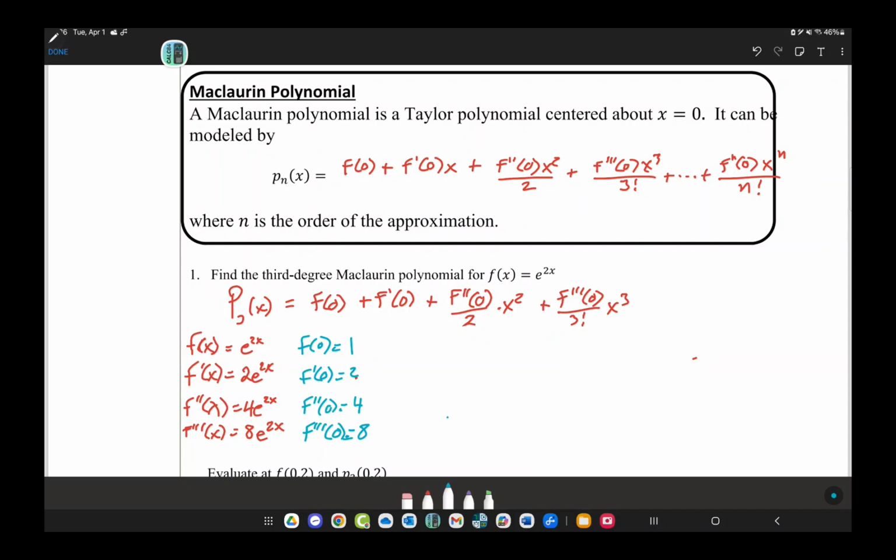So we just plug in our values. And this is the nice thing about Maclaurin polynomials. We don't have to FOIL anything or raise anything to a power. I would say if you're doing a Taylor polynomial, it would be beneficial to know Pascal's triangle.